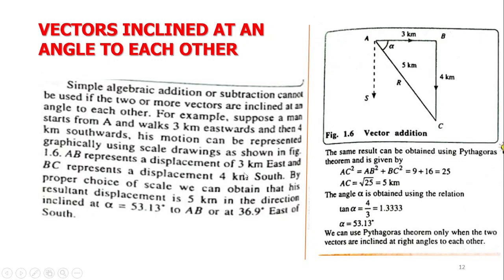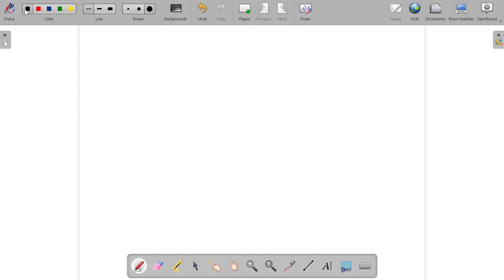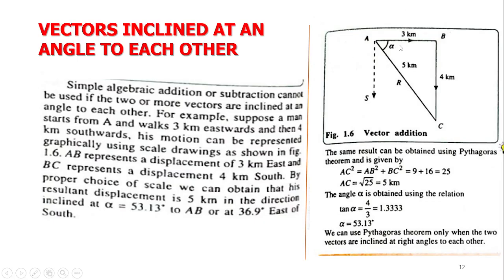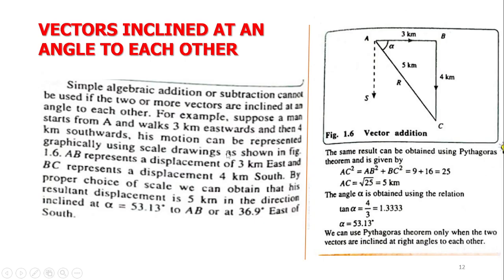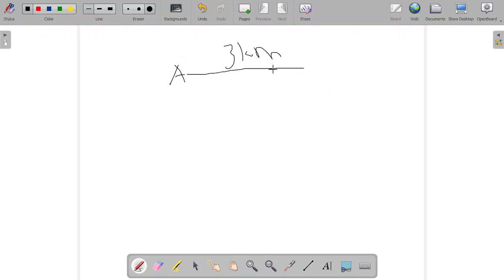So what does this refer to? It is stated that the boy starts from A and walks 3 kilometers eastwards. This is 3 kilometers, and then walks how many kilometers southwards? 4 kilometers southwards.